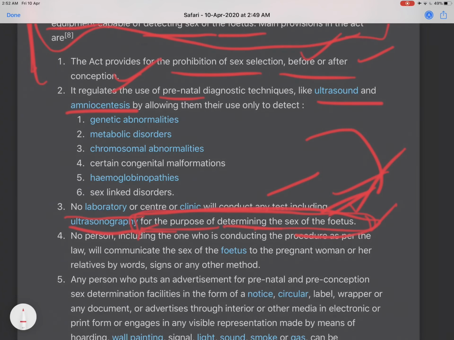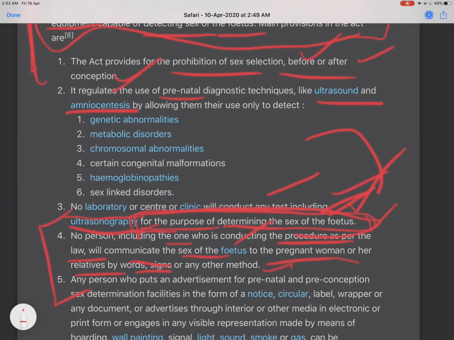So no person, including the one who is conducting the procedure as per the law, will communicate the sex of the fetus to the pregnant woman or her relatives by words, signs or any other method. This too is important. So in no way is the doctor who has got to know the sex of the fetus to communicate that to the parents or relatives, and not just by words, but by any other ingenious method. Could be sign, it could be anything.